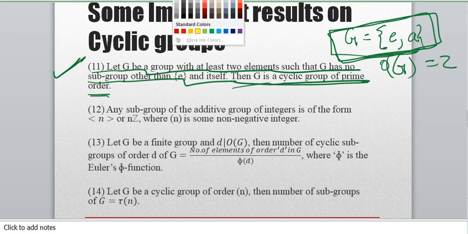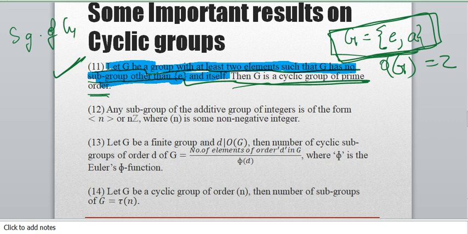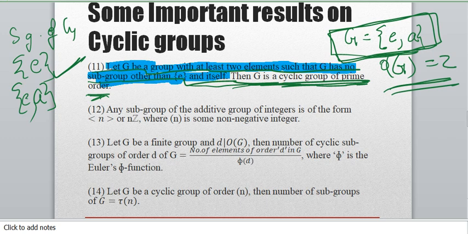It says that if G is a group with at least 2 elements, and G has no subgroups other than only e and itself, so the subgroups of G will be e and a itself. These are the subgroups of G. Then G is a cyclic group of prime order. The focus word over here is cyclic group. It will be a cyclic group and it will be of prime order.